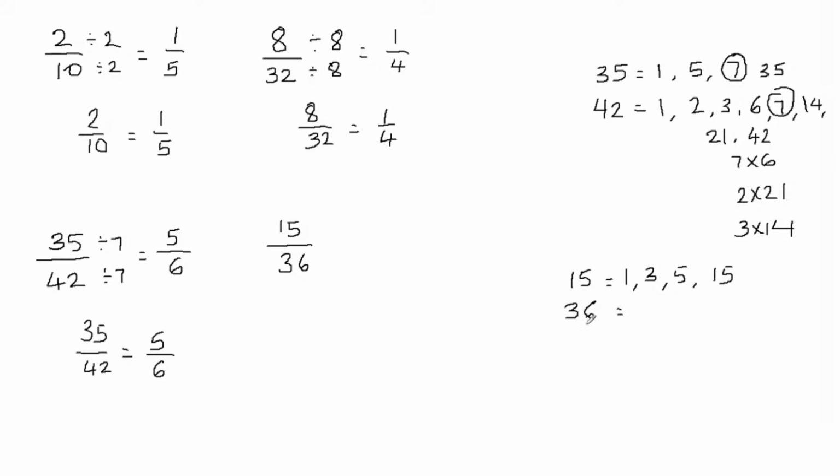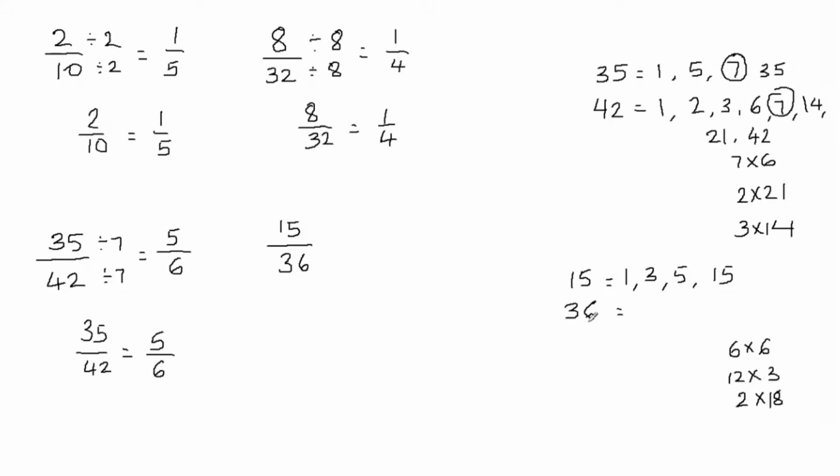Now let's write down the factors of 36. Since this is a bigger number, let's do it this way. We're going to think what two factors multiplied give us 36. Well, 6 times 6 is 36. 12 times 3 is 36. 2 times 18 is also 36.